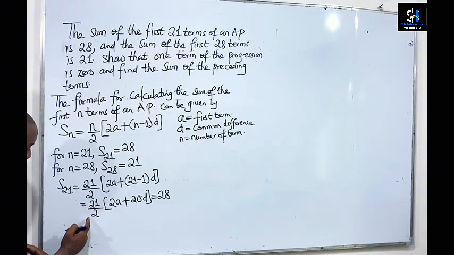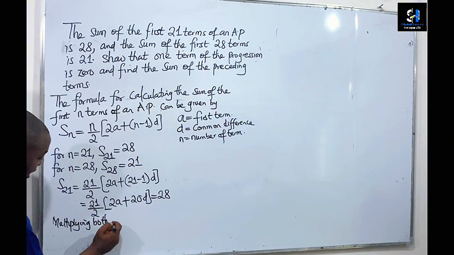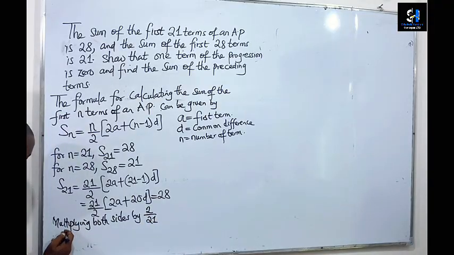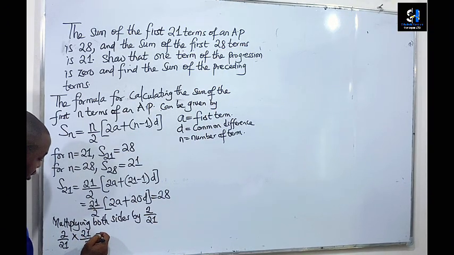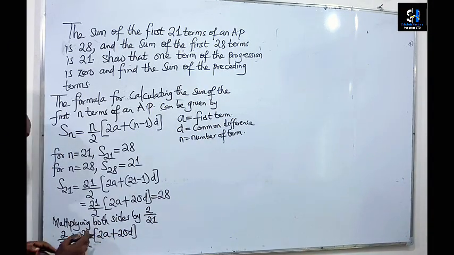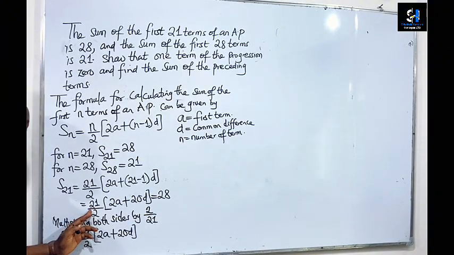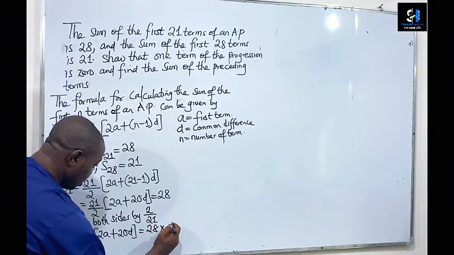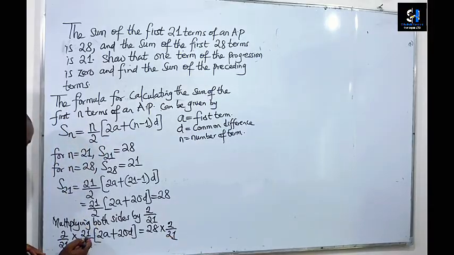What I'll do next is multiply both sides by 2 over 21. So we have 2 over 21 multiplied by 21 over 2 open square bracket 2a plus 20d, because I want to get rid of 21 over 2 on the left hand side. Then this equals 28 multiplied by 2 over 21. So 21 cancels 21, then 2 cancels 2.